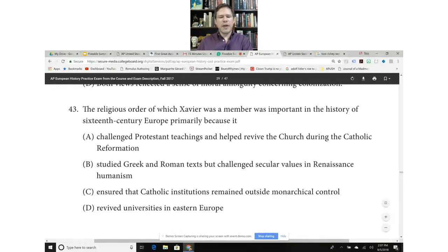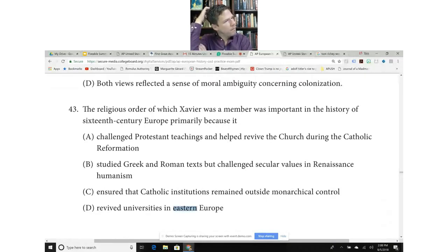C: ensured Catholic institutions remained outside monarchical control. Now, I could see a Jesuit doing that, but I don't think that is the primary mission of the Jesuits. D: revived universities in Eastern Europe. Now, what I would say here, note Eastern Europe. Of course, the Jesuits do go into Poland and have a fair amount of success there, and Bohemia and places like that. But when we think about primarily, when we're looking for words like that, this is really about strategy.